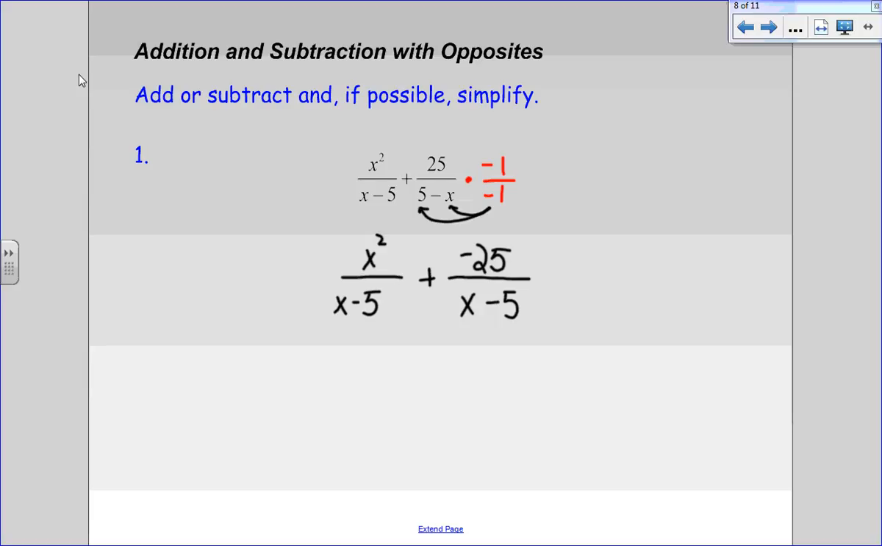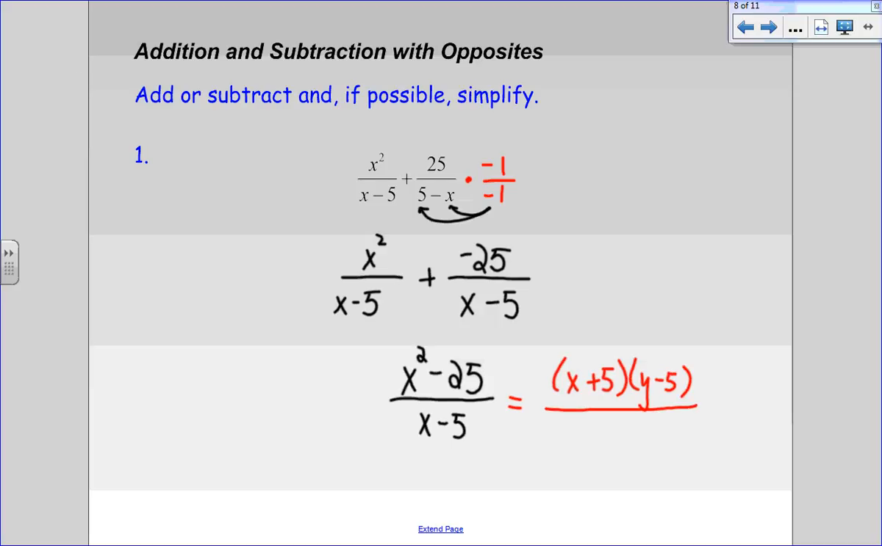So now let's add our numerators together. We get x squared minus 25 over x minus 5. And now let's see if we can simplify this expression. So to do that, we factor the numerator, x plus 5, x minus 5. And we try to factor the denominator, but there's nothing to factor, so we keep it as x minus 5. I'm sorry, that's an x, not a y. And so we see that we have a common factor that can be removed. Our x minus 5s can be removed, so we get our final answer of x plus 5.